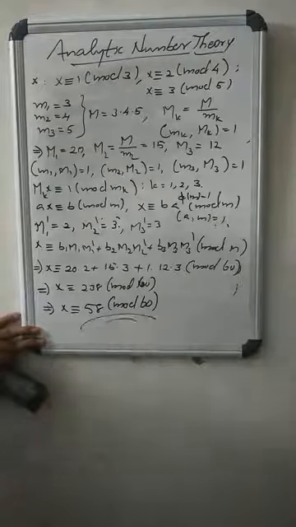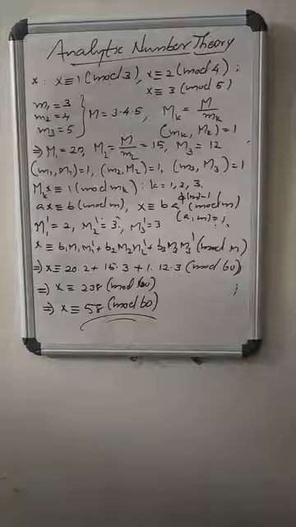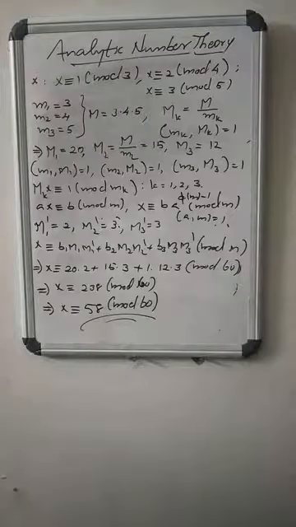So the system has a unique solution: the linear congruences x ≡ 1 mod 3, x ≡ 2 mod 4 and x ≡ 3 mod 5 are simultaneously satisfied by x ≡ 58 mod 60. This is the required unique solution.